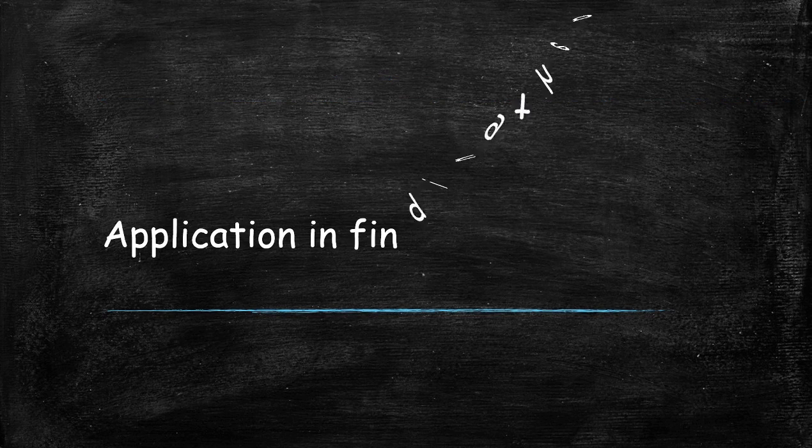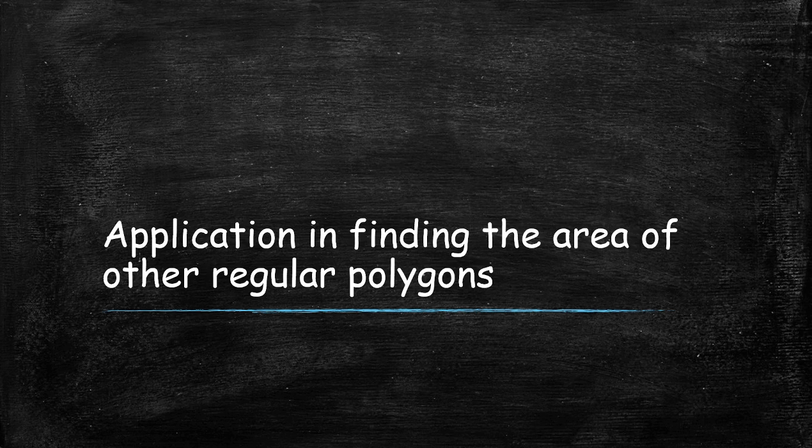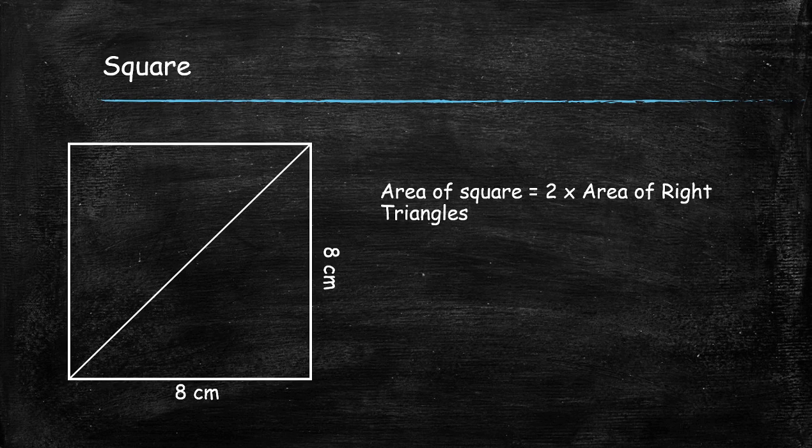Application in finding the area of other regular polygons. So we have found seven methods to find the area of triangles. We are going to use all these methods to find the area of other regular polygons. First, the square. The square has equal sides, and if we draw a diagonal, we can divide the square into two triangles. So the area of the square can be written as 2 into the area of a right triangle.